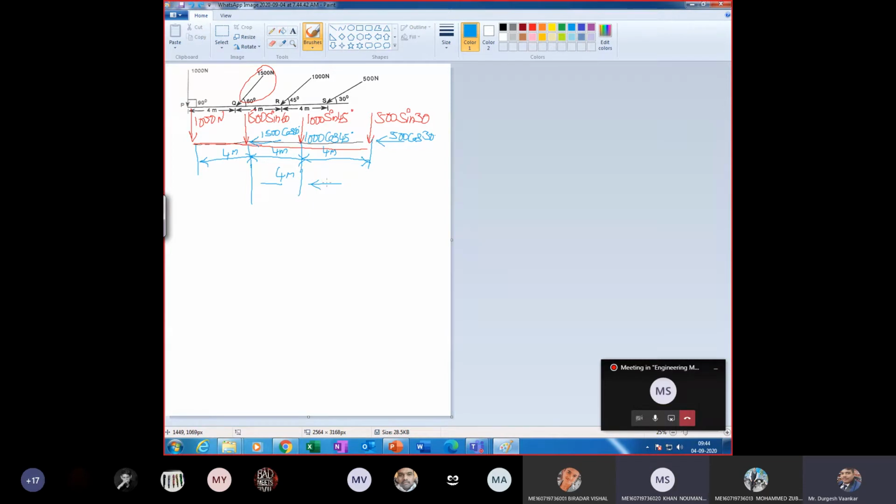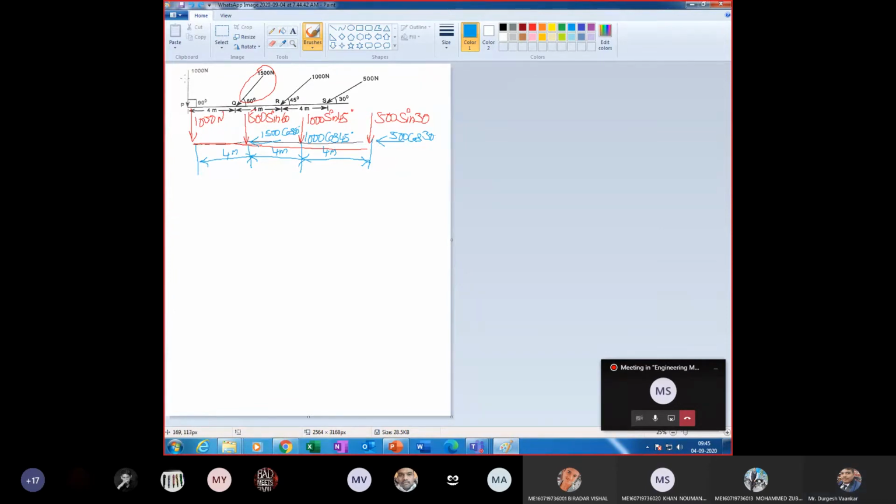Sir, what about 1000 Newton? It is perfectly vertical, so we should leave it. Whenever the inclined force is there, then only you have to resolve it. See, suppose if you are sitting on the chair, your effect will be acting in the downward direction, only downward. That is the meaning of this one.